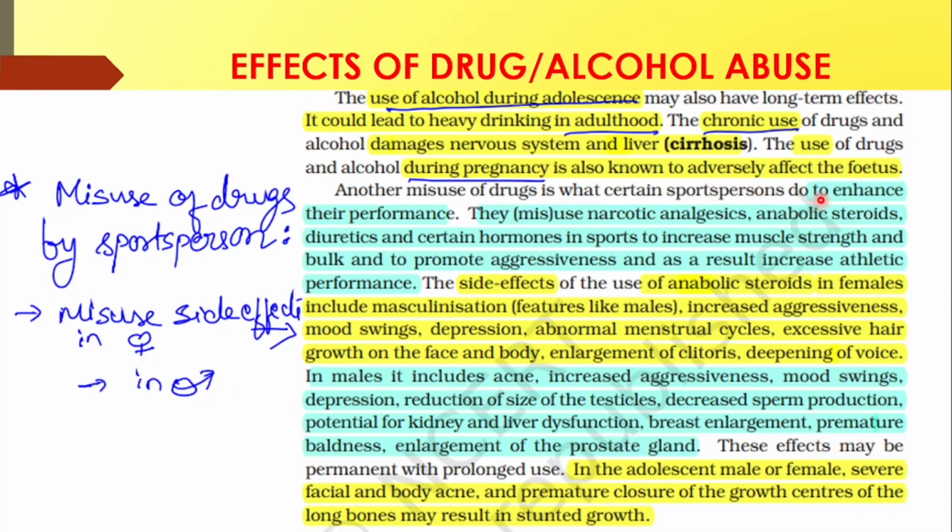Sports persons, they use these drugs to enhance their performance, to increase the aggressiveness. They misuse narcotics, analgesics, anabolic steroids, diuretics, and certain hormones in sports to increase their muscle strength. ठीक है, performance increase करना है, muscle strength increase करना है, and to promote aggressiveness, and as a result increase their athletic performance. That's why if there is any doubt, these sports persons are subjected to medical tests in order to detect whether the person has abused any drug or not.